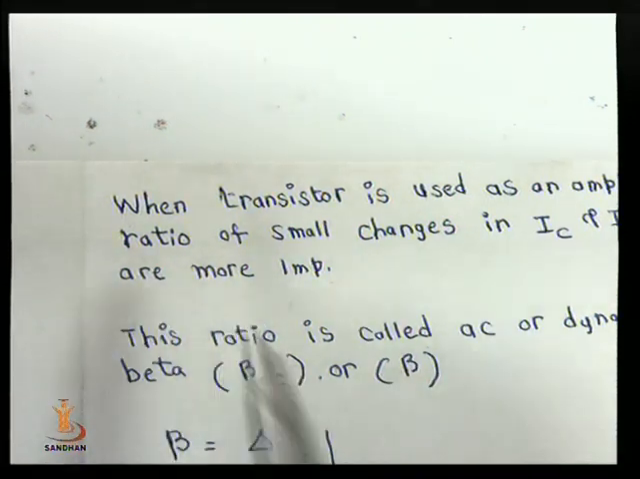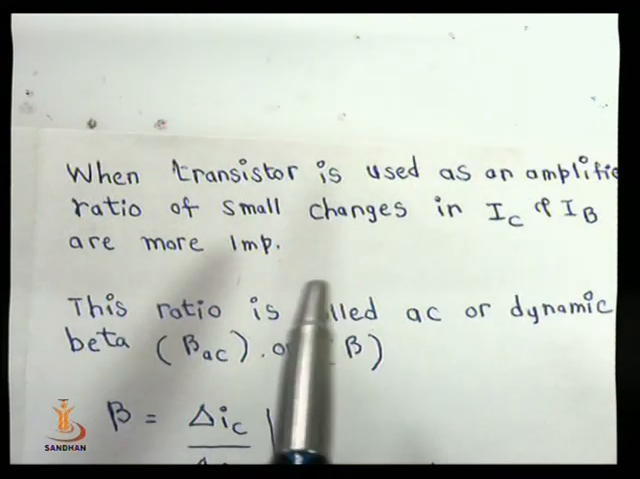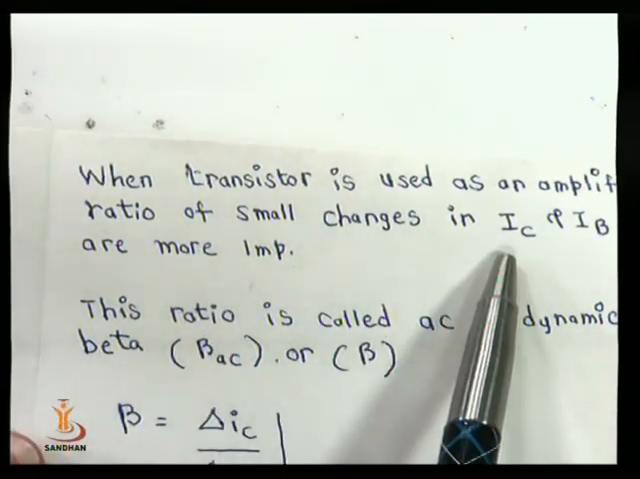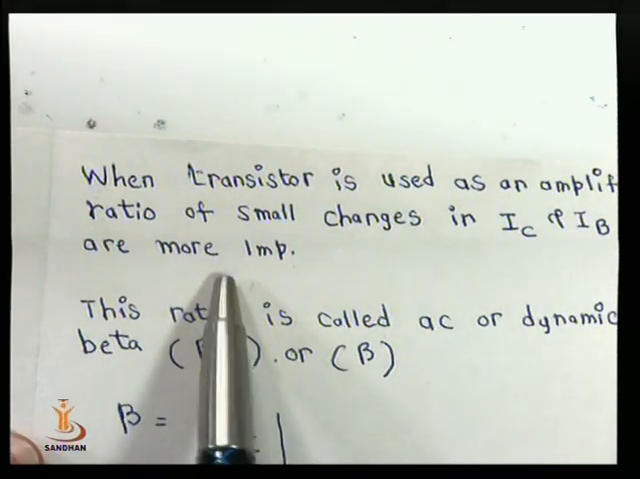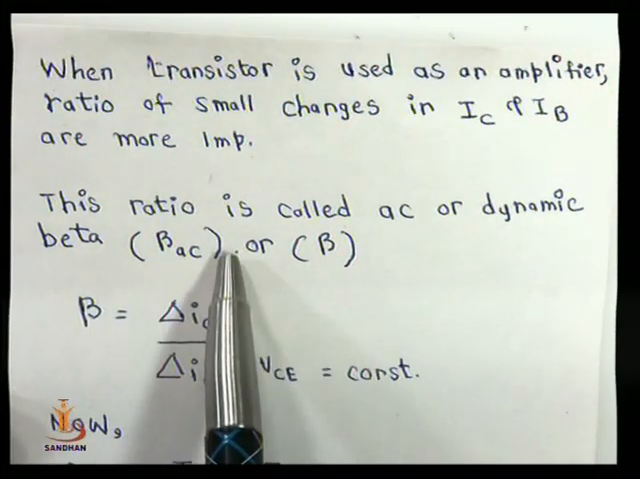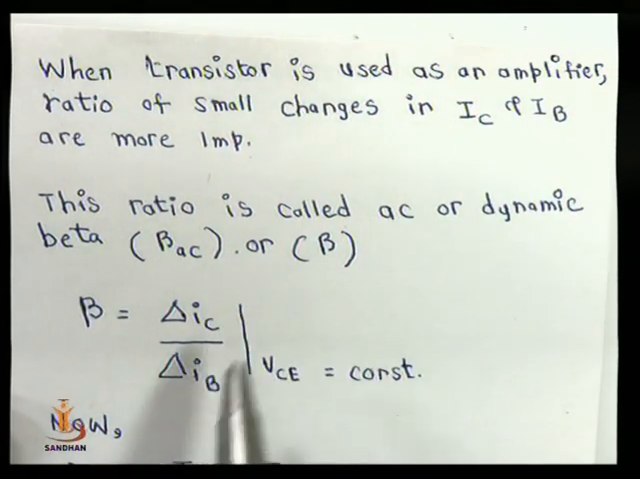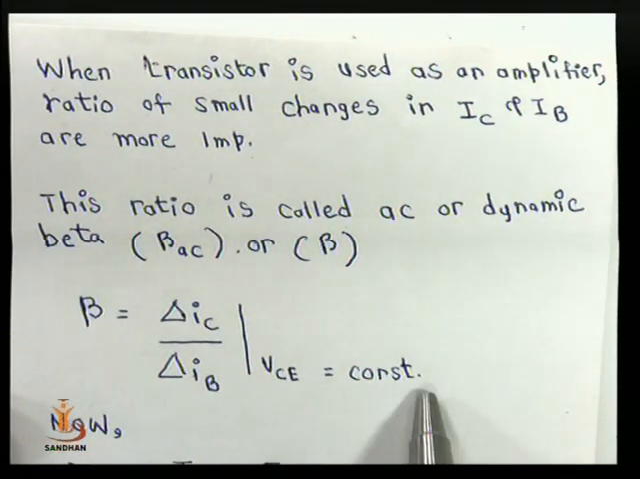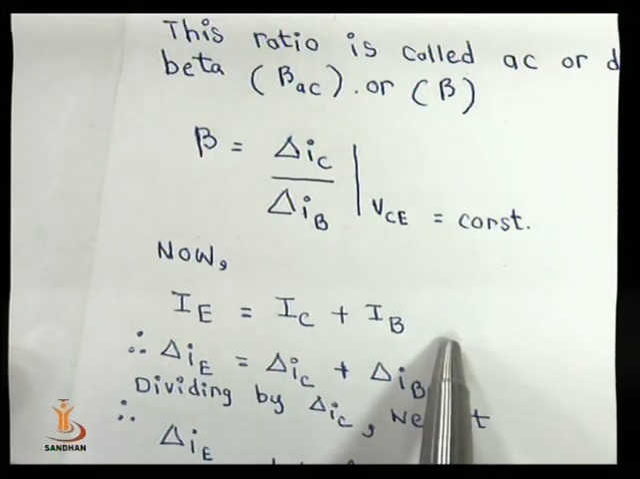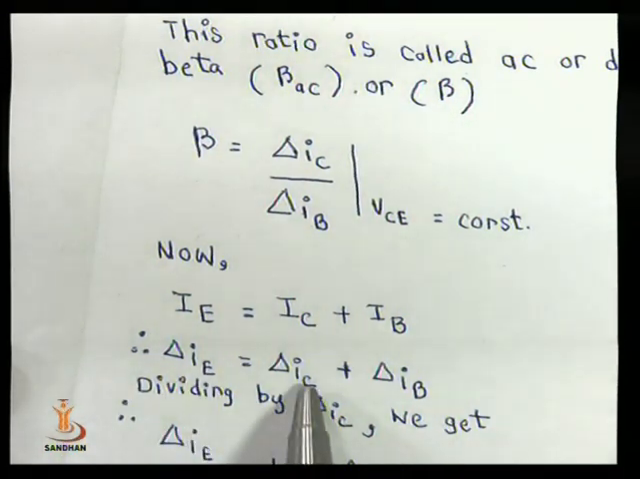Now here it is a very important idea that when the transistor is used as an amplifier, the ratio of small changes in IC and IB are more important. This ratio is called the AC or the dynamic beta, that is beta AC, or it is also known as beta. Beta is nothing but the change in IC upon change in IB, keeping VC constant. But again we know the value of IE is nothing but IC plus IB.